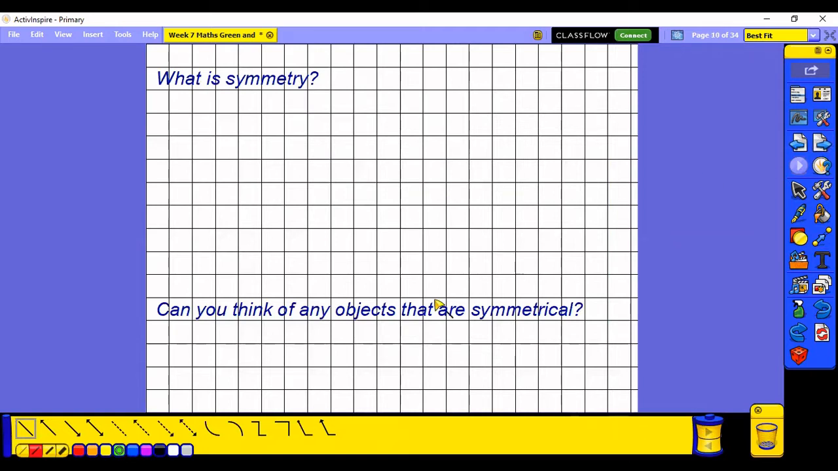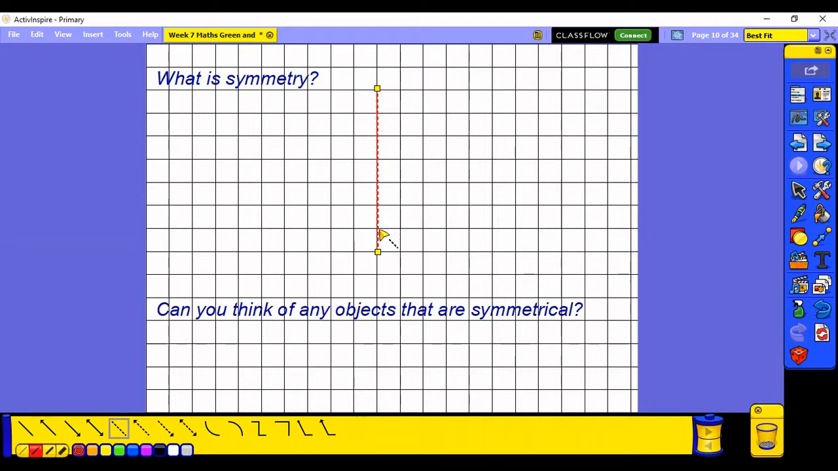To start off, we're going to think about what symmetry is, and then think about some objects that are symmetrical. Symmetry is all about things being the same on both sides. If we've got our line of symmetry here, whatever's on one side of that line is going to be exactly the same on the other. Some people like to call this a mirror line or a line of reflection, but what we're talking about is the fact that everything on this side is reflected over on this side of the shape.